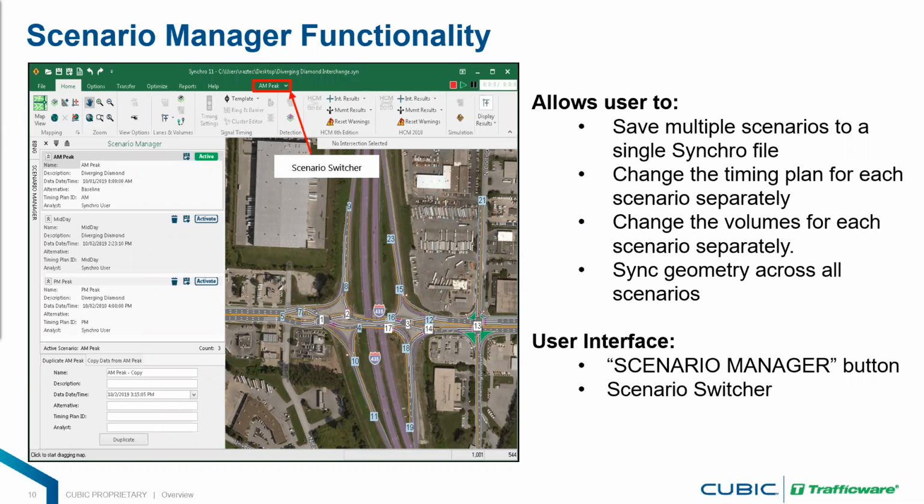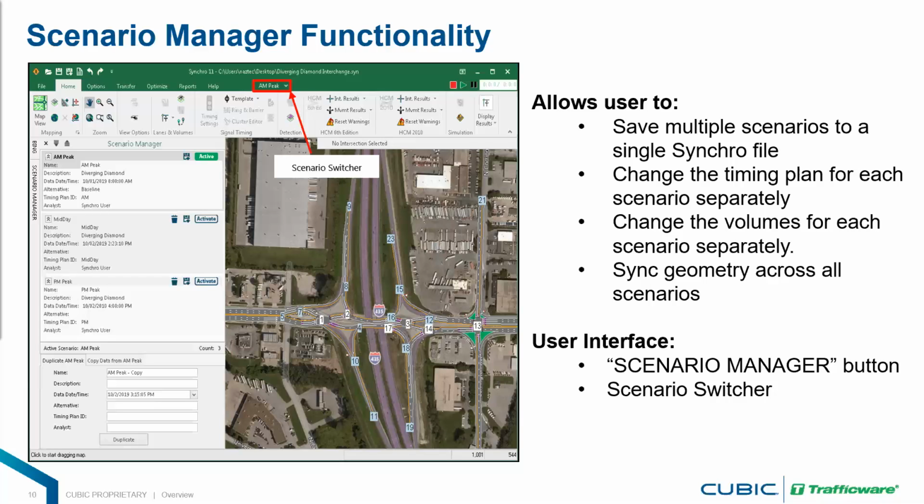Similar to timing plans, it will also allow you to have completely different volumes in each scenario. It's normal, right? In your off peak, you have less volume, and in your AM or PM peak, which are the higher peaks, you will have more volume. So you can accomplish that now with Synchro 11 completely in the same file. You don't need to worry about so many different files and manage those.